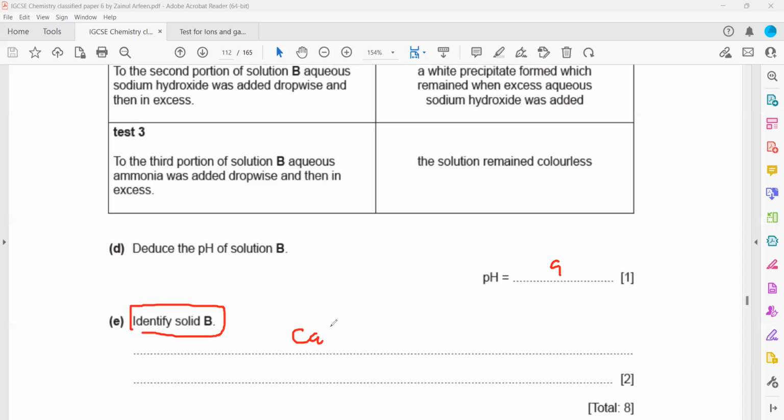So it is calcium hydroxide. If you write that it contains calcium ion, hydroxide ion, that is also fine. Or if you write a formula, that's also fine. You can write in words that it is calcium hydroxide.